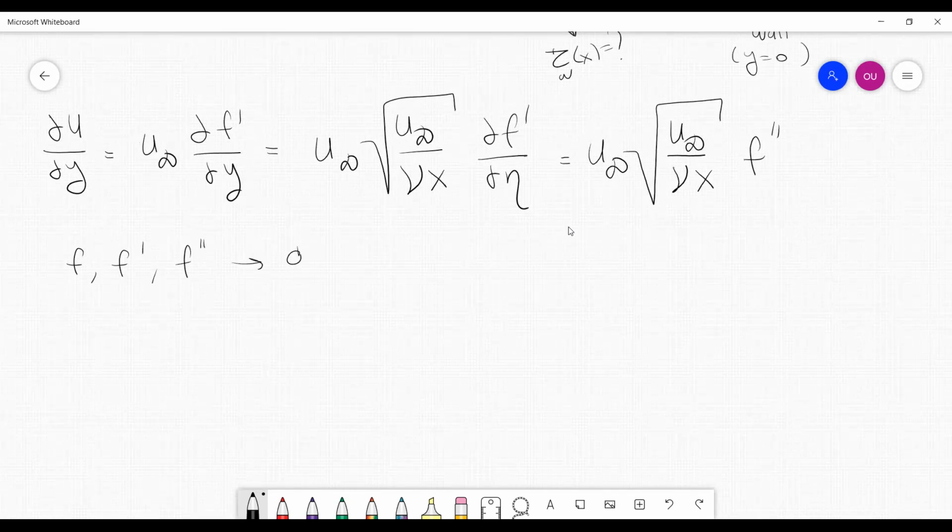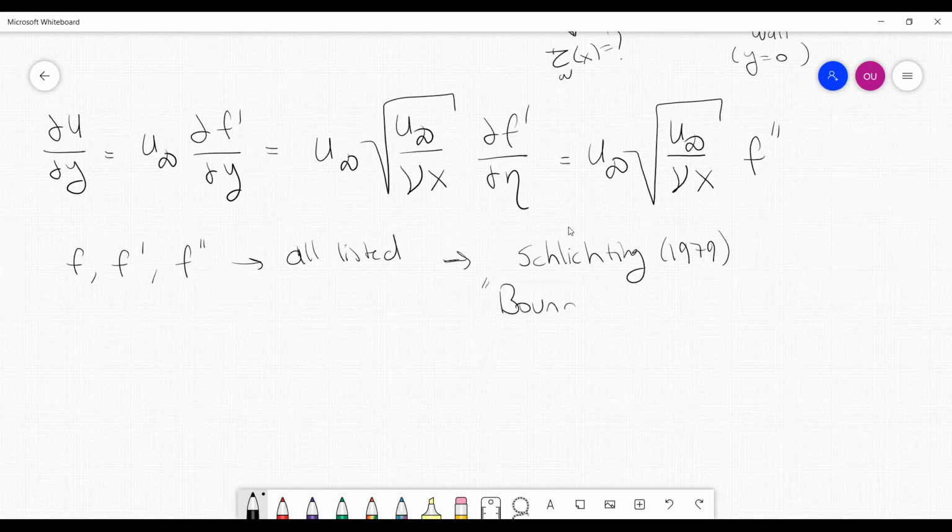These are all listed in different books. I'm not sure if you have these lists in your aerodynamics book, but in any boundary layer related book, for example, in the famous book by Schlichting, written in 1979, which is considered to be the Bible of boundary layer theory, the book's name is Boundary Layer Theory. For example, in that book, you can find tables that list f prime and f double prime values.